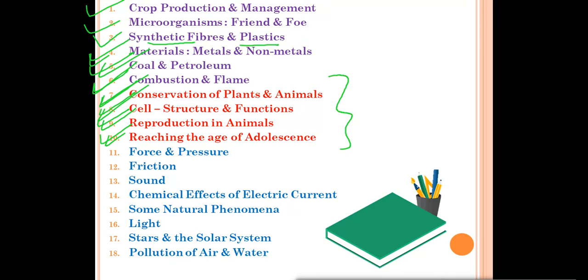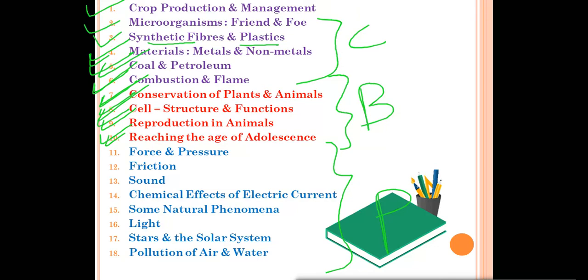Reaching the age of adolescence. You people are going to reach the age of adolescence, so we are going to read about adolescence in that lesson. After that, these chapters are from the physics section, these are from biology, these are from the physics section, and these chapters are from chemistry. Basically few chapters are there which are from chemistry, these chapters are from your biology part, and these chapters are from physics.